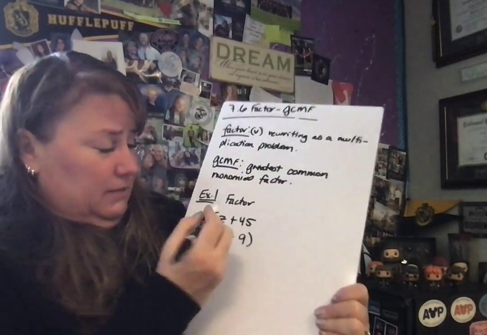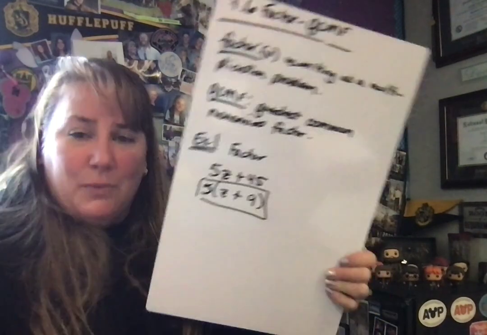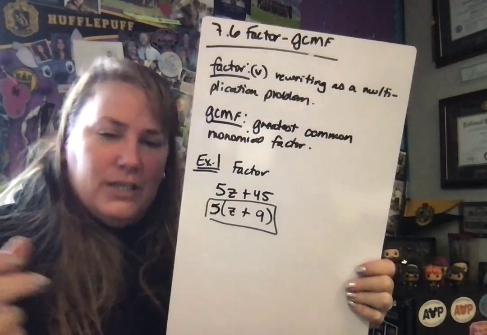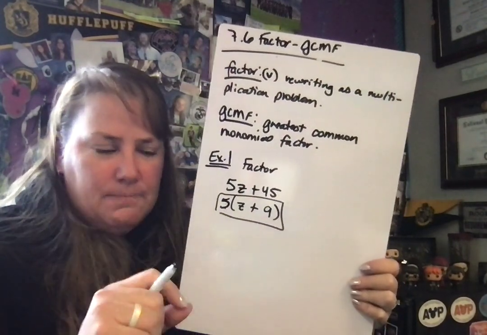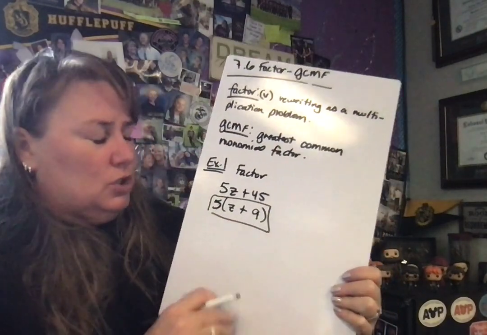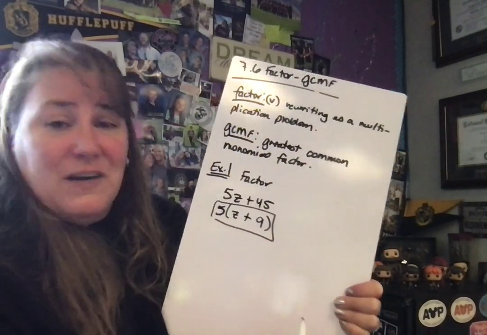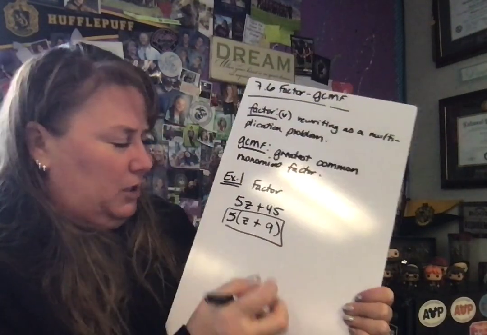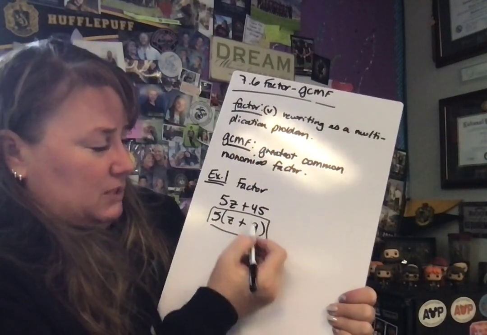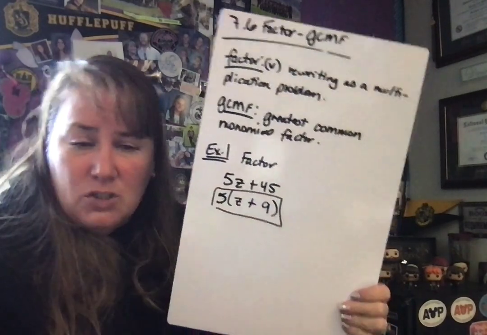And that's it. That would be the answer. So the work is part of the answer, which just seems kind of strange. I really like factoring by this method because it's quick and easy to check. If you want to check whether you factored it correctly, meaning you rewrote it as a multiplication problem, multiply this out. 5 times z is 5z. 5 times a positive 9 is positive 45. So that's how you know you got it correct.